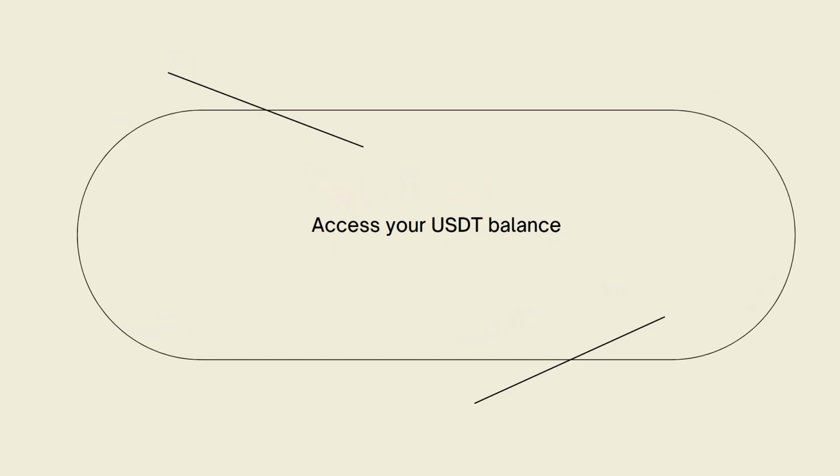Now access your USDT balance. From the main screen of Trust Wallet, locate and tap on the Wallet or Assets tab. Scroll through your list of wallets and find the USDT wallet in TRC20 format.